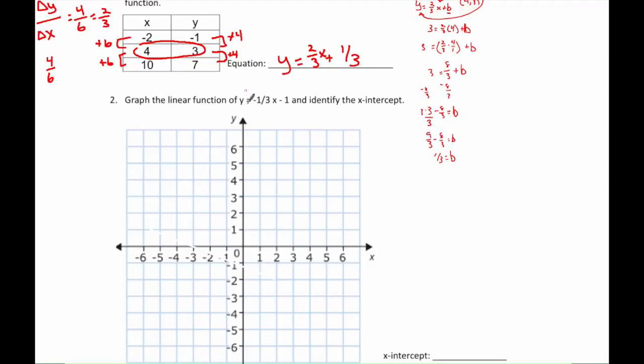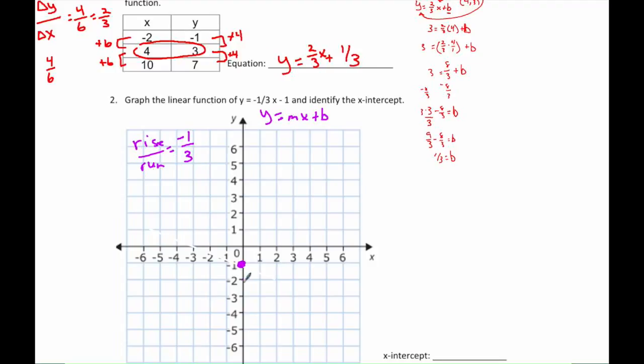In this case, this is already in slope-intercept form. Y equals mx plus b. So negative 1 is my y-intercept and my slope is negative 1/3. So go to negative 1, which is right there. And my slope is negative 1/3. Right, just double check here. Yep, my slope is negative 1/3, which means I have a rise over run of negative 1/3.